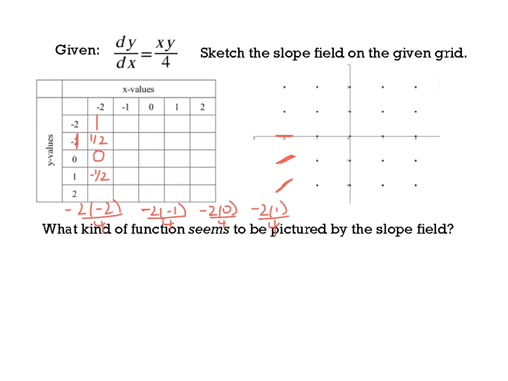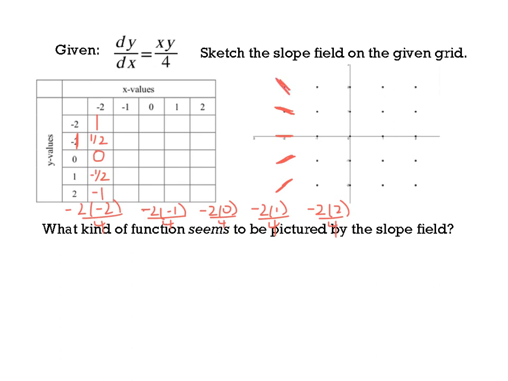So do your best. Oops. This pen does not like to cooperate with me all the time. So something kind of like that. And then -2, 2, at that point, it's going to be -2 times 2 over 4. So -4 over 4, so -1. So it should look something like that.